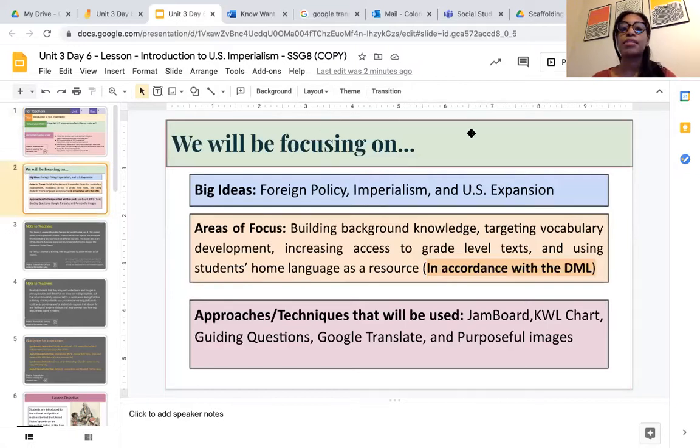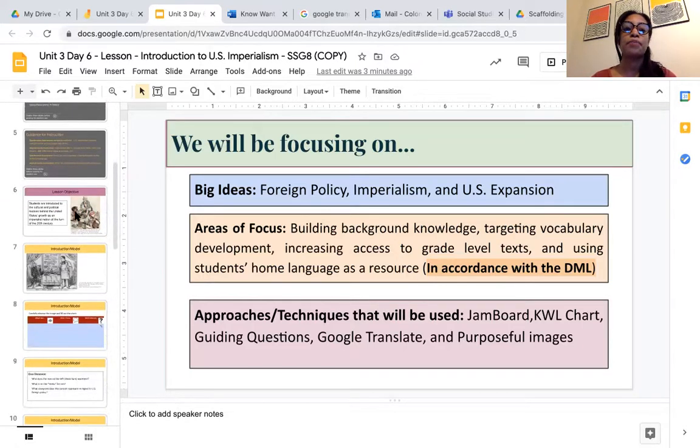Today, we will be focusing on the big ideas of foreign policy, imperialism, and U.S. expansion. The areas of focus are building background knowledge, targeting vocabulary development, increasing access to grade level texts, and using students' home language as a resource. This is all in accordance with the Division of Multilingual Learners. And the approaches and techniques that will be used are Jamboard, KWL chart, guiding questions, Google Translate, and purposeful images.